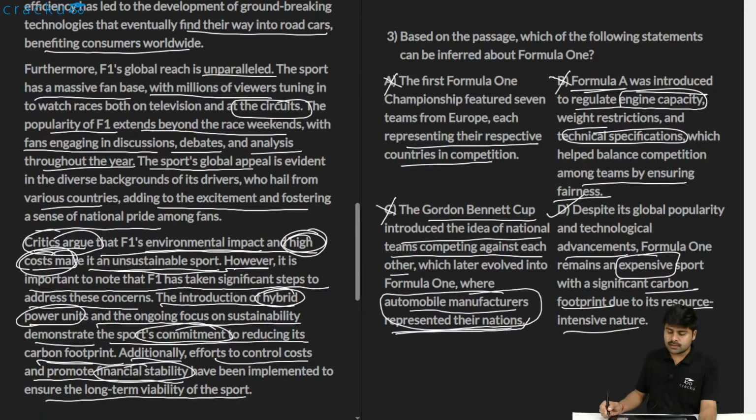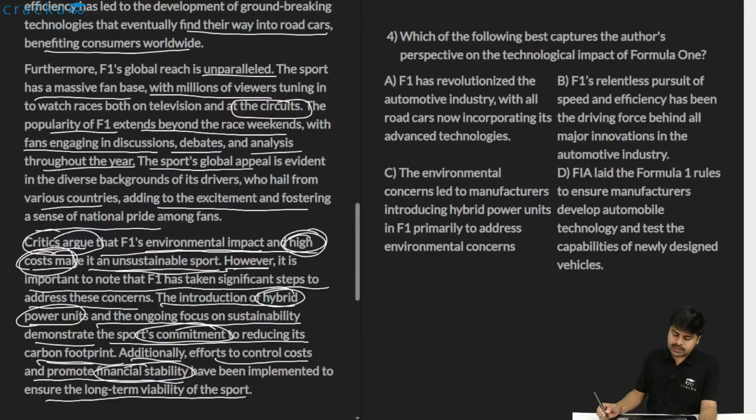D is the most suitable answer. Last question says, which of the following best captures the author's perspective on the technological impact of Formula 1? So what is the technological impact of Formula 1? Let's read the options. F1 has revolutionized the automotive industry. That is true, with all road cars now incorporating its advanced technologies. That is not true, right?